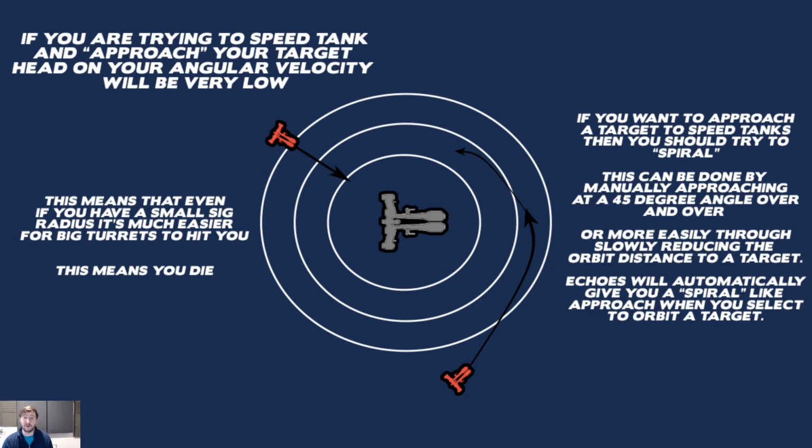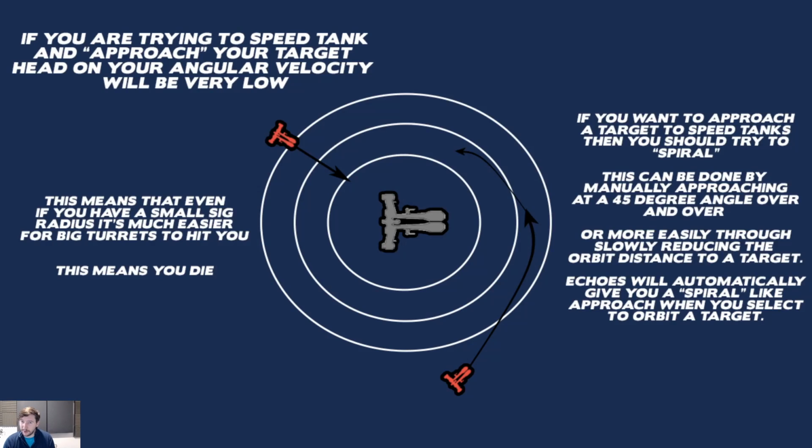And if you head at them straight on and they head on you straight on, your angular velocity will be essentially 0. And this means that even if you have a small signature radius, there's a much higher chance for big turrets to hit you. And in a lot of cases, if you're in a frigate and they are firing medium or large guns at you, you may just end up dying.